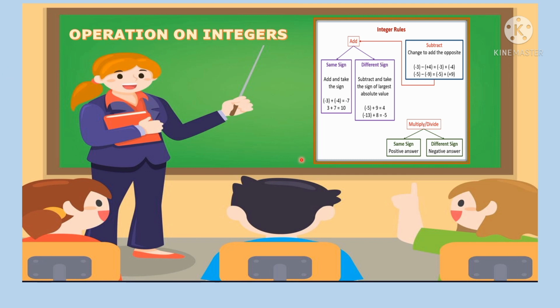In operations of integers for multiplication and division, if they are in the same sign, the answer is positive. If they are in different signs, the answer will be negative. So always remember that. Let us not forget those basic arithmetic operations and rules of integers.